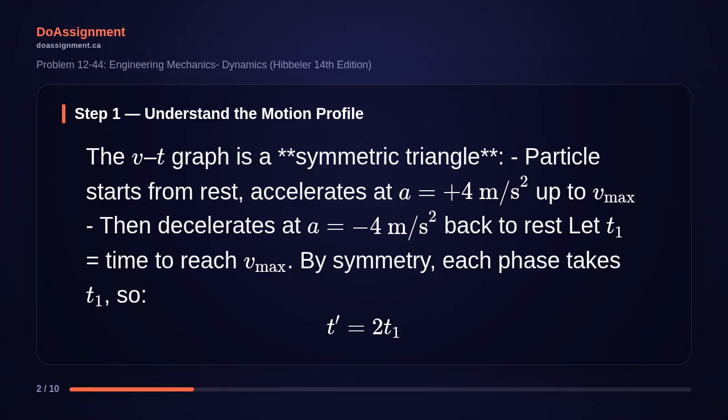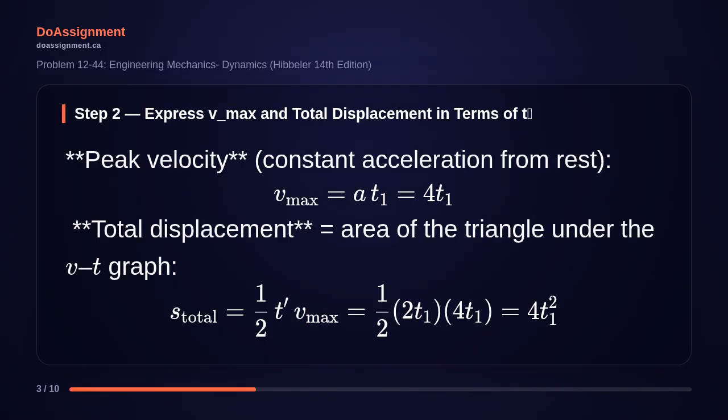The velocity-time graph is a symmetric triangle. The particle starts from rest, accelerates at 4 meters per second squared up to a peak velocity, then decelerates at the same rate back to rest. By symmetry, each phase takes the same time t1, so the total travel time t prime equals 2 times t1. Because the acceleration is constant and starts from rest, the peak velocity equals 4 times t1.